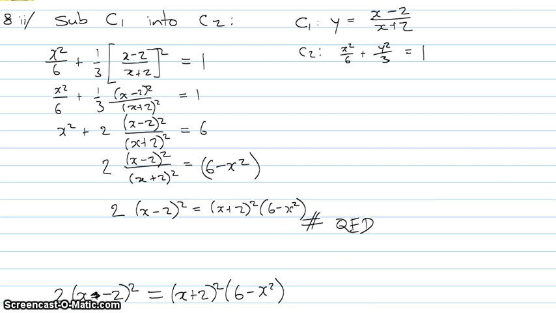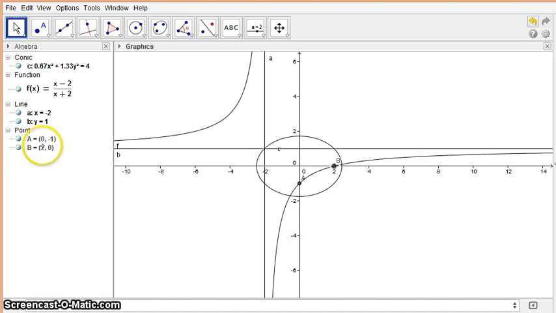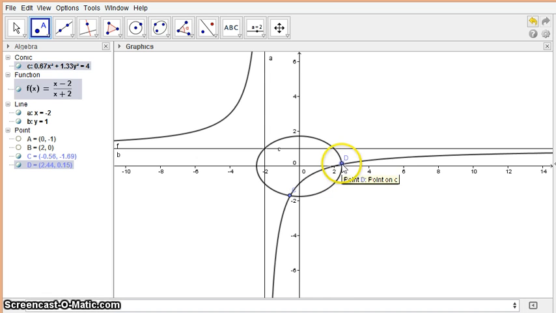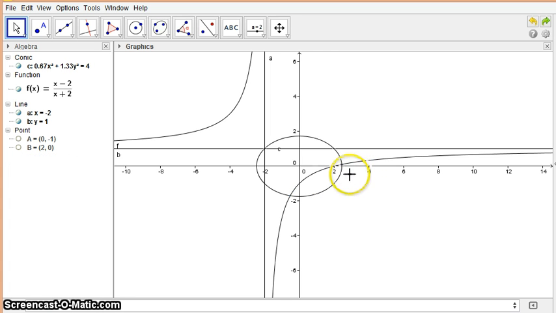Final thing we need to do is use our GC to find the actual value of these x coordinates. So I'm going to just hide A and B here for a minute, and we're going to find the points of intersection between the two. I can do that just by clicking on your GC and using the point of intersection. Hold on, let me just check that I actually got that. I did not. So you guys will do that on your GC by looking at intersection.